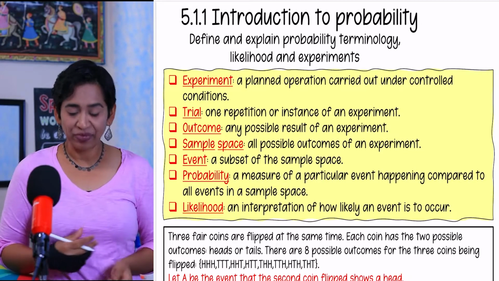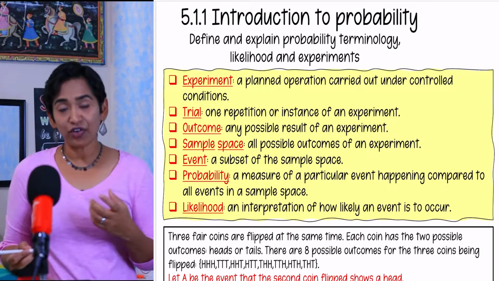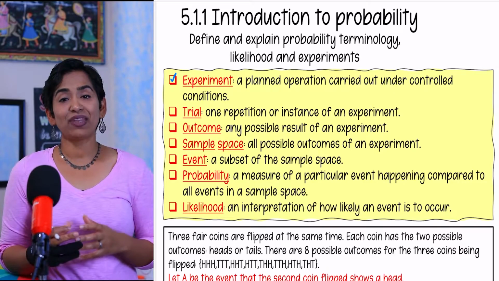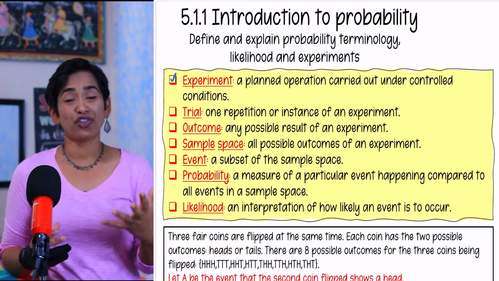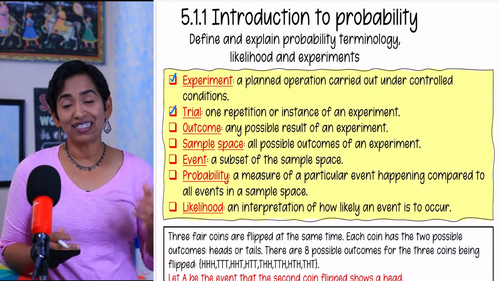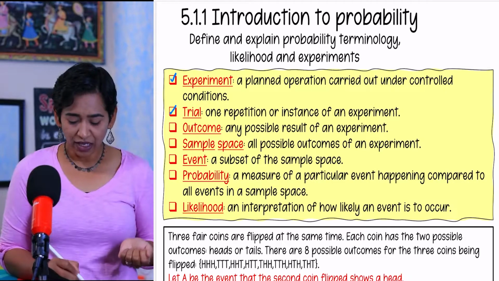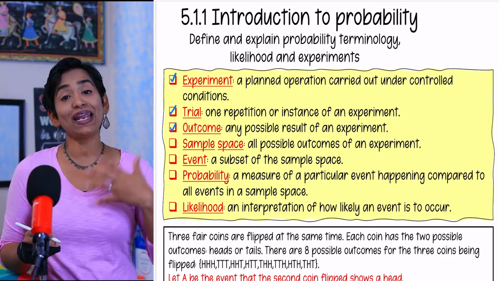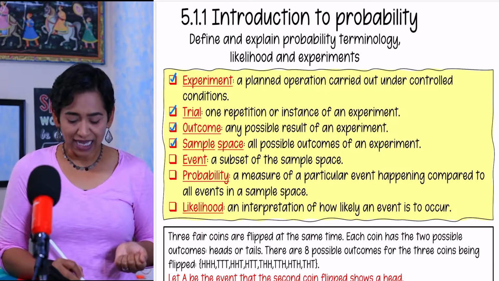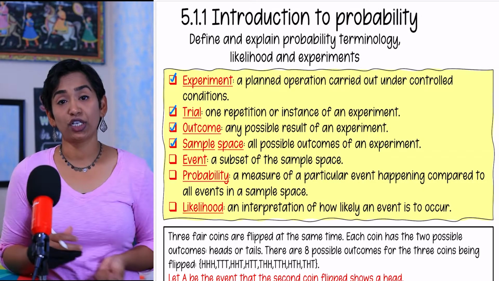So, let's go ahead. The terminology that you need to understand probability better is to know what an experiment is. Experiment is something that you conduct. It's an operation that you conduct under certain conditions. So trial is how many times you do the same experiment. Now the outcome is what happens after you do the experiment. Sample space is all the possible outcomes of that particular experiment.